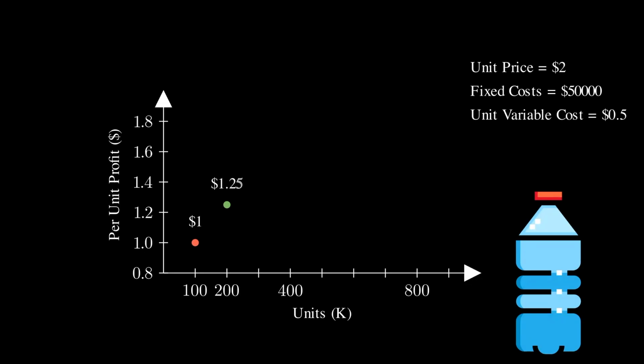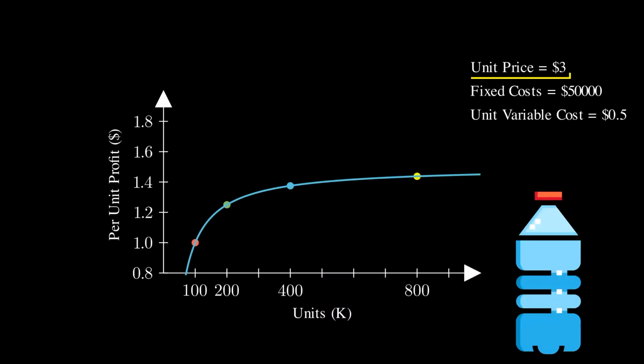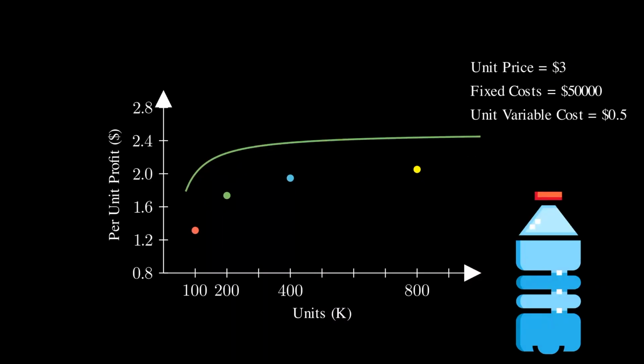But here's where it gets a little tricky. If the company doubles sales again to 400,000, the per unit profit rises much more modestly, and by the time they sell 800,000 bottles, the increase is only about 6 cents per bottle. This happens because fixed costs become less significant as sales grow and variable costs remain constant. So managers often overestimate the impact of volume growth on profit due to linear thinking. Instead, strategies like raising prices or reducing production costs can have a more significant impact on profitability.